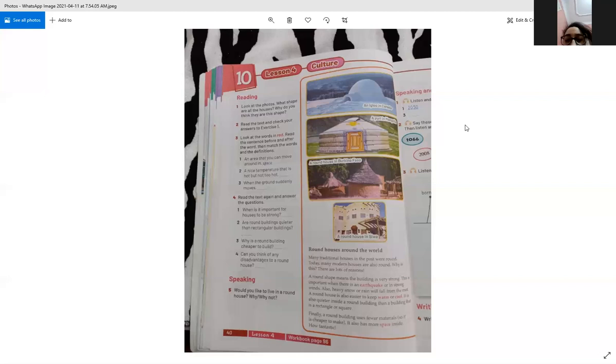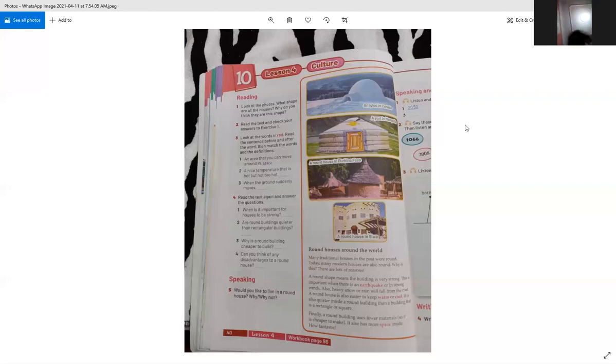Also, heavy snow or rain will fall from the roof. Round houses are also easier to keep warm or cool. It's also quieter inside a round building than a building that is a rectangle or square. Finally, a round building uses fewer materials, so it is cheaper to make. It also has more space inside. How fantastic.